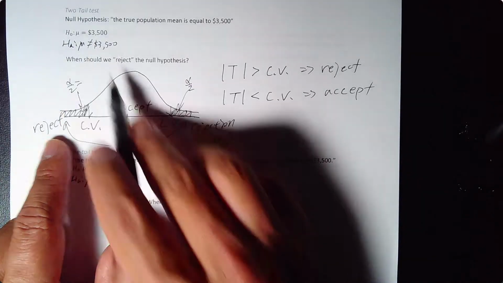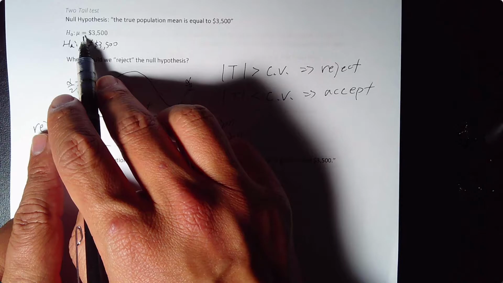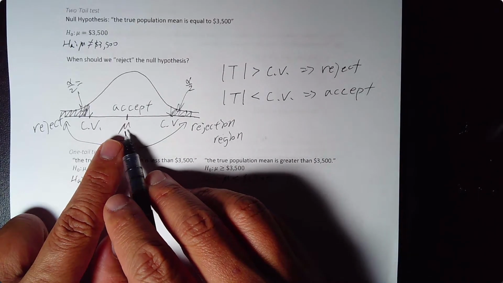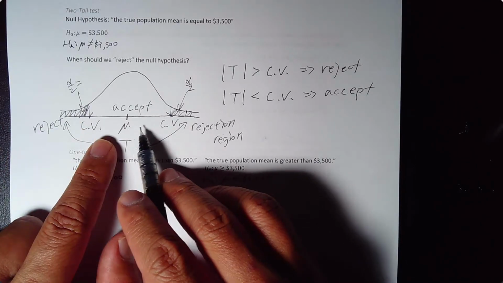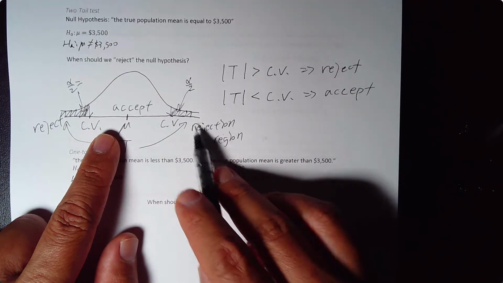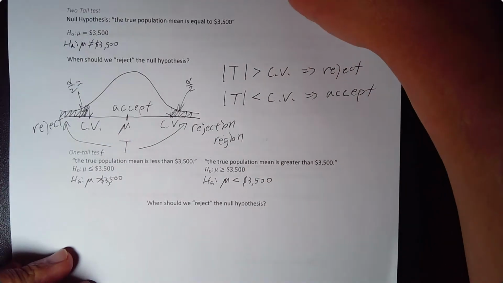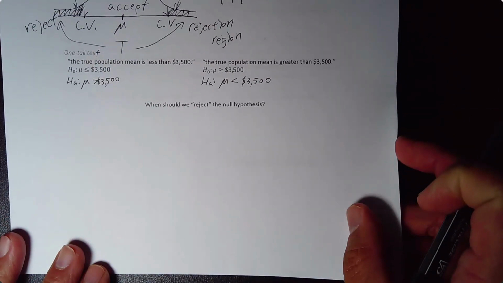And why is this a two-tailed test? Well, if the hypothesis is that it equals something like 3,500, then I will reject the null hypothesis if I observe something really small, or if I observe something really, really large. Now let's carry that over to a one-tailed test. In a one-tailed test, where should my rejection region be?